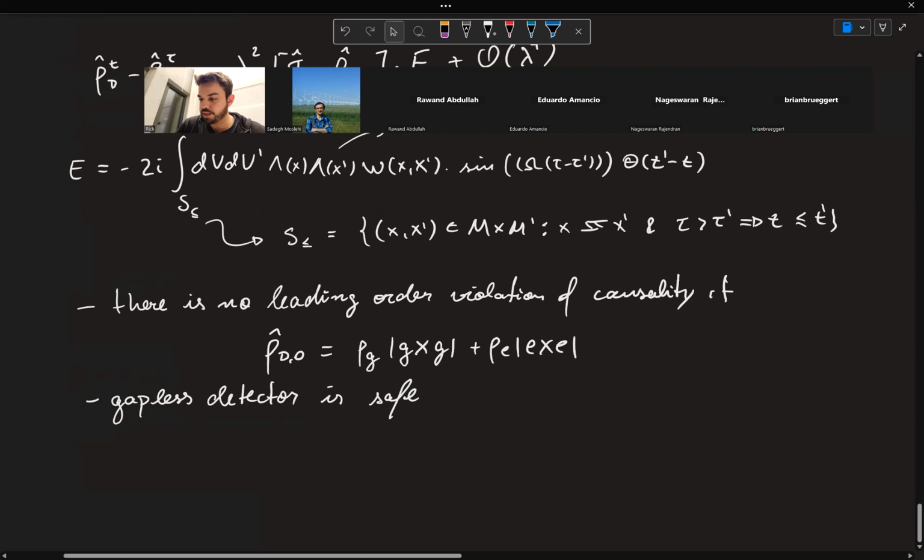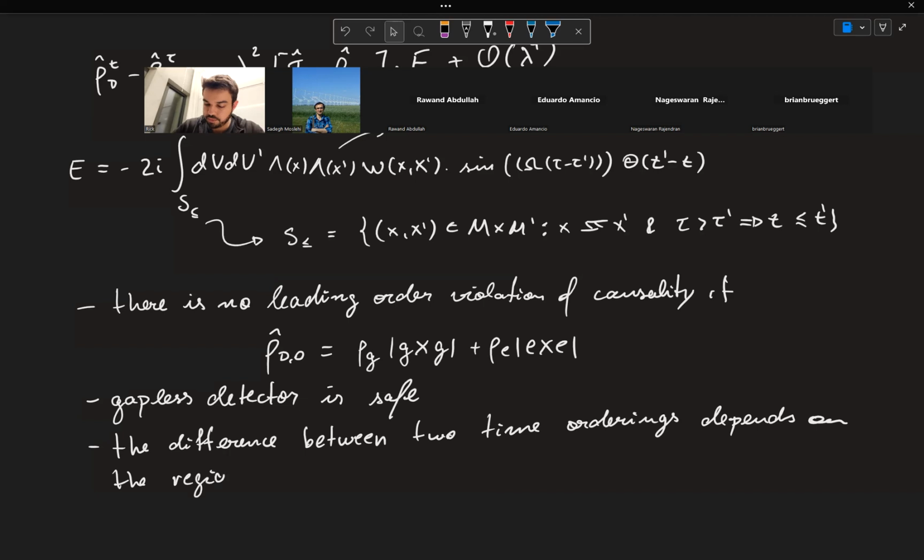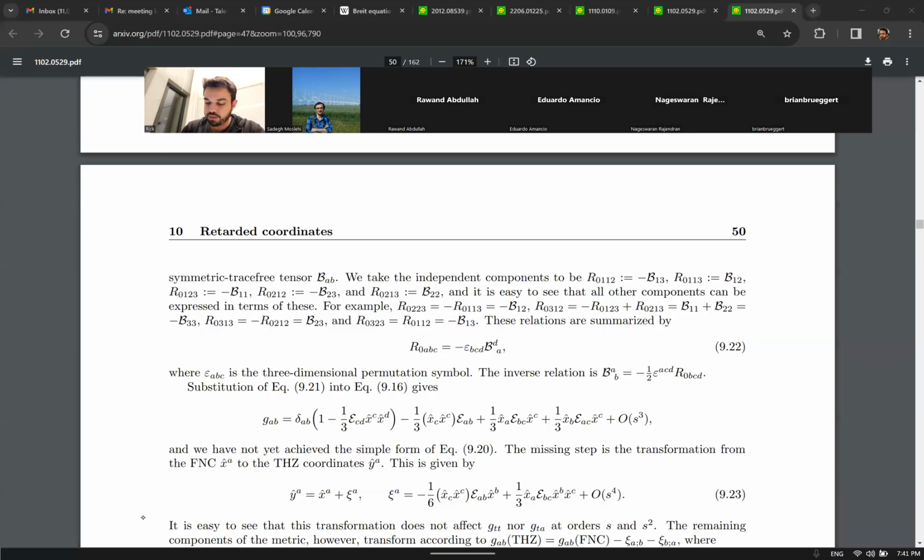And it's safe because this omega here is zero, so the sine of zero will be zero. This E correction term will be zero, and also the commutator of the interaction Hamiltonian with itself will always be zero. And the difference between two notions or two time orderings depends on the region where the detectors overlap, which implies that point-like detectors are fine.